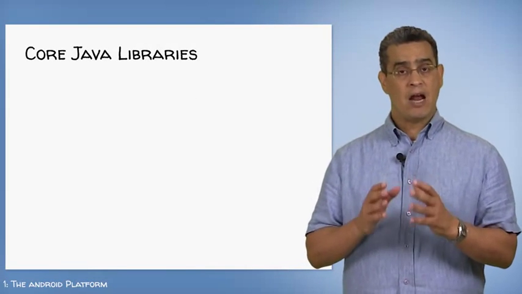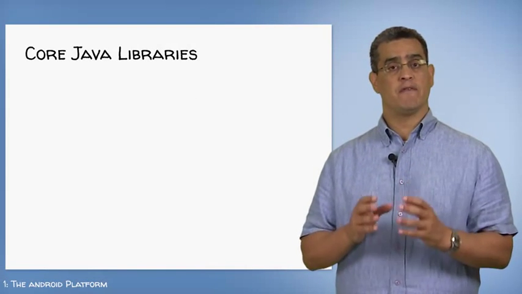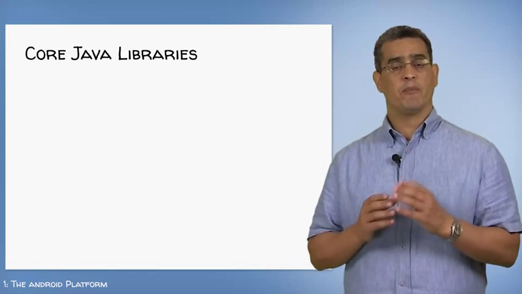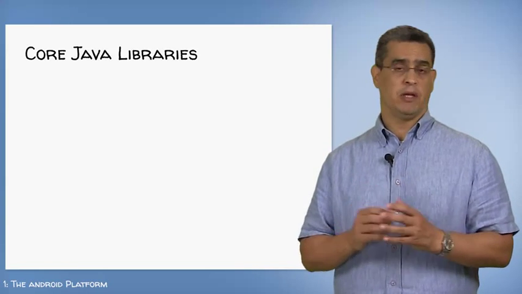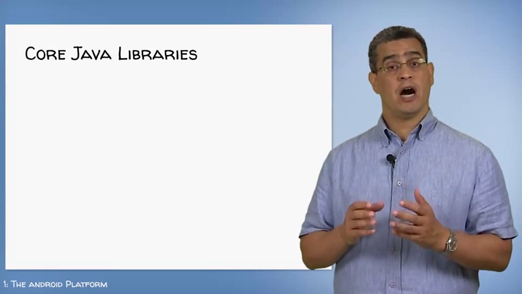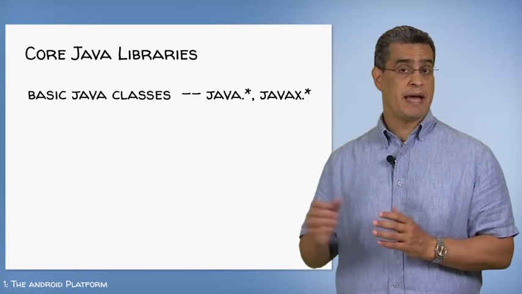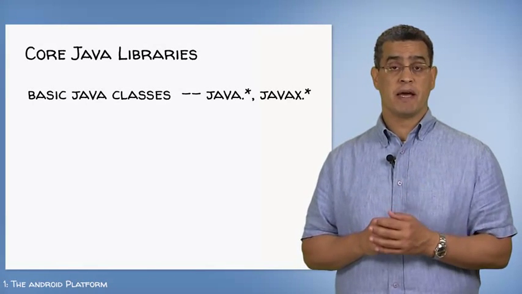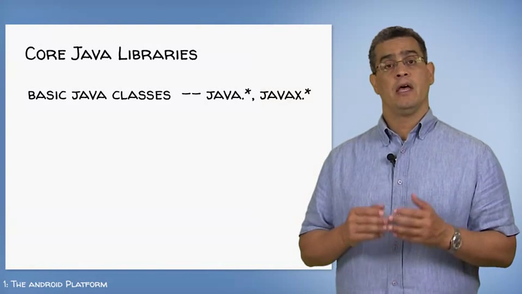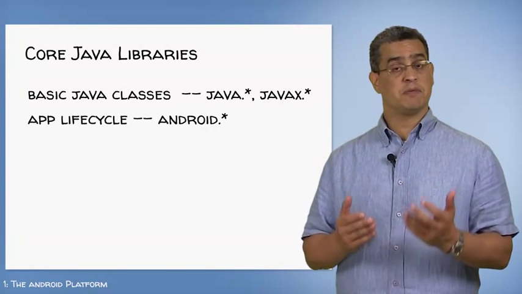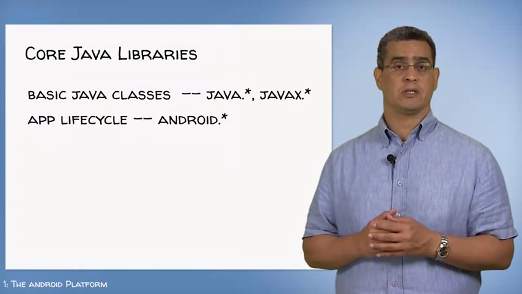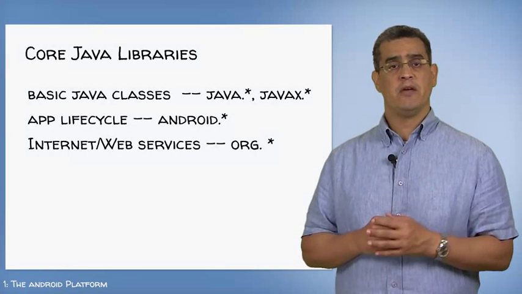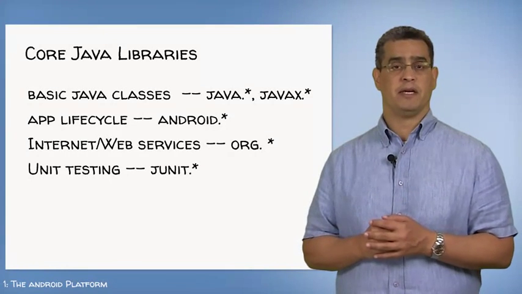Now first, Android applications are typically written in the Java programming language. And to make it easier to write applications, Android provides a number of reusable Java building blocks. For instance, the Java and JavaX or Java extensions packages include basic software for things like common data structures, concurrency mechanisms, and file I/O. The Android packages have software that's specific to the lifecycle of mobile applications. The org packages support various internet or web operations, and the JUnit packages support the unit testing of applications.